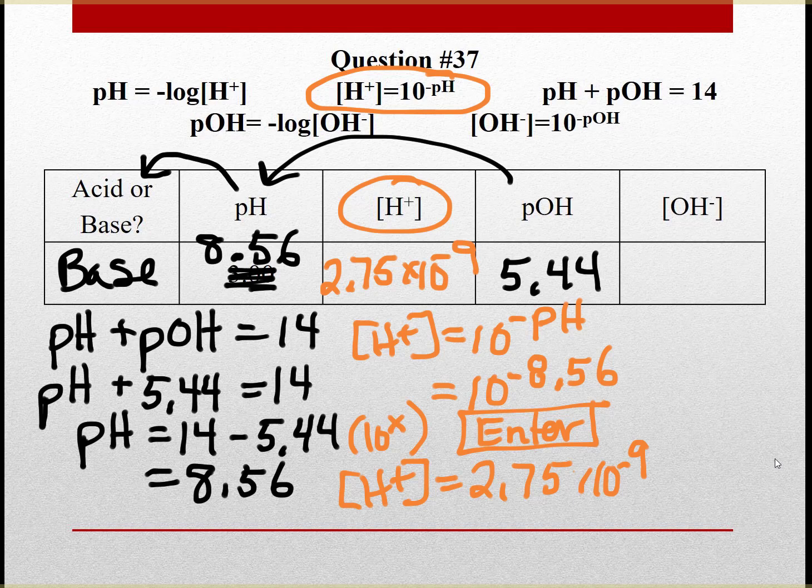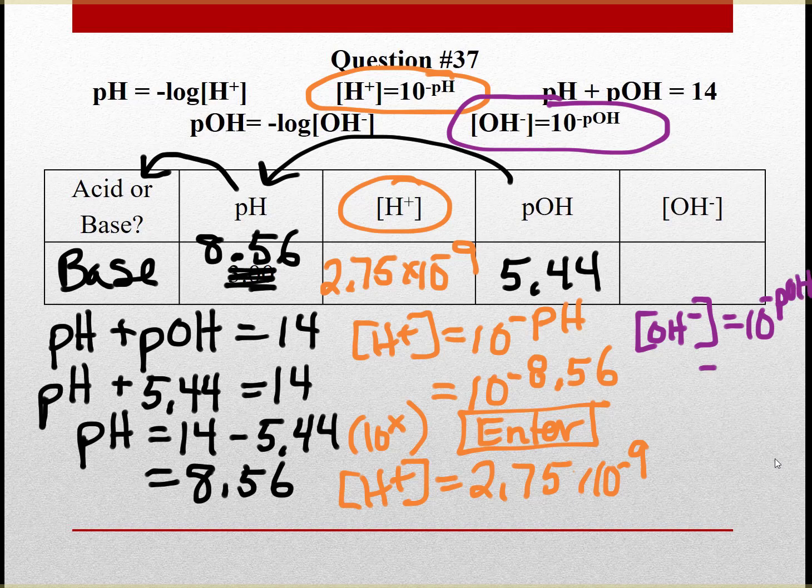We have our OH. Again, there's two different ways to do it. I think I'm just going to get it from this last equation. So OH is equal to 10 to the negative pOH. So I have 10 to the negative 5.44. So I'm going to press enter. So don't leave it as a decimal number in the exponent. So again, I'm going to use that 10 to the X button.